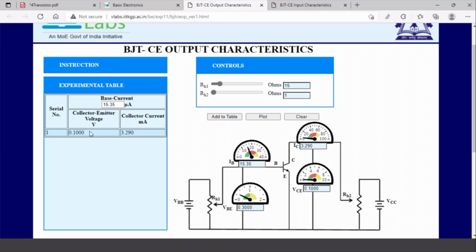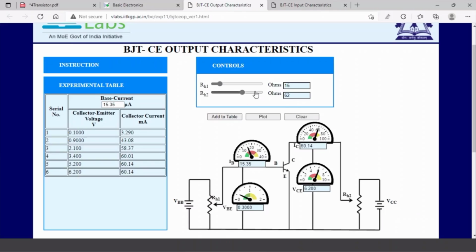Now how to vary this value, how will we get this characteristics? By varying the rheostat RH2. What will this vary? VCE will vary, and correspondingly IC will also change. So RH2 now we have to vary. Change the value here and add to table. Change the value, add to table.